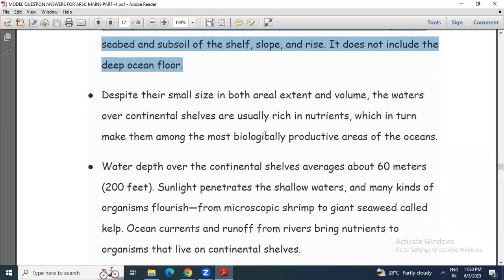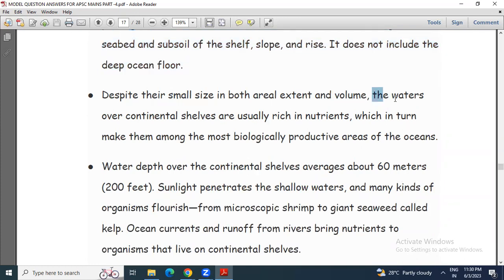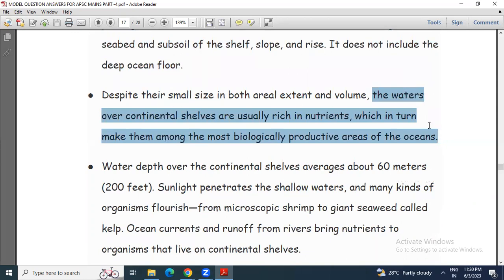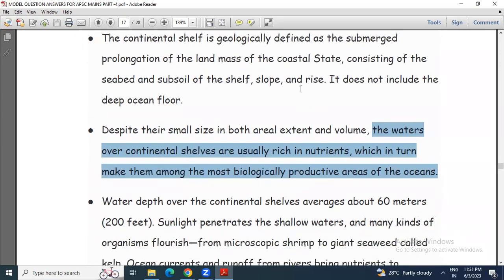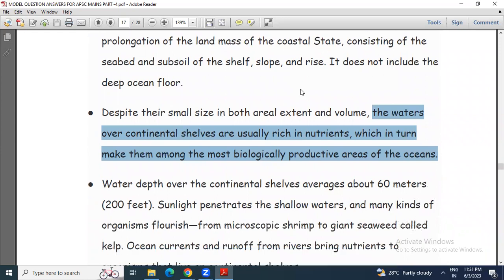Despite their small size in both areal extent and volume, the waters of our continental shelves are usually rich in nutrients, which in turn makes them among the most biologically productive areas of the ocean. Remember, the waters there are very rich in nutrients. So when it is nutrient rich, obviously you will see a lot of production there, right? That's why we know that they are biologically productive areas.